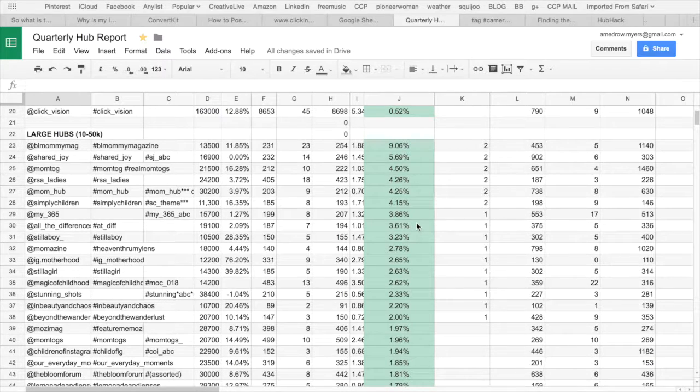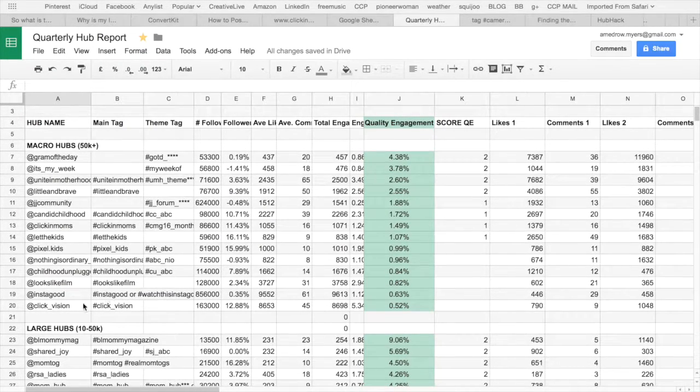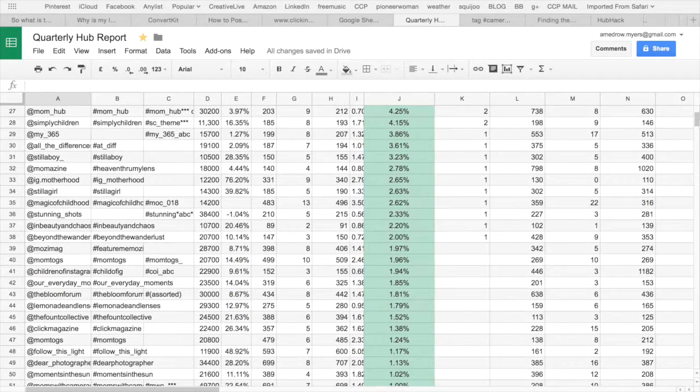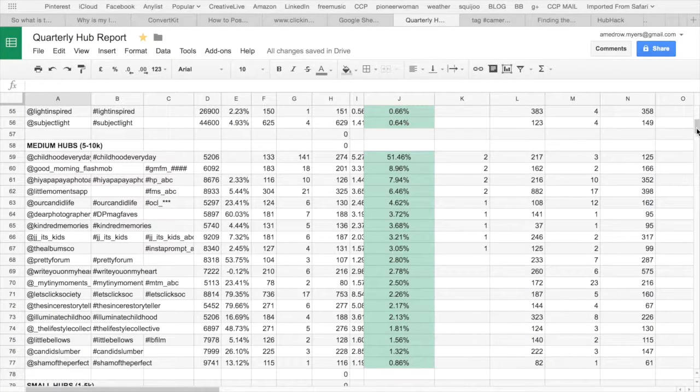Let me just scroll up just a little bit because I think it's important to know why I'm scoring things the way they are. If you look at ClickVision, it gets tons of engagement, but only 0.5% of the people that engage with a post on ClickVision are actually commenting. Most of what they're doing is just liking it. So again, it's significant to keep that in mind. Comments take a lot more effort than just tapping the heart button.